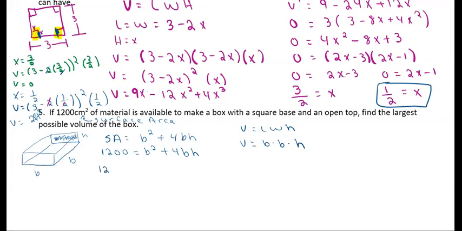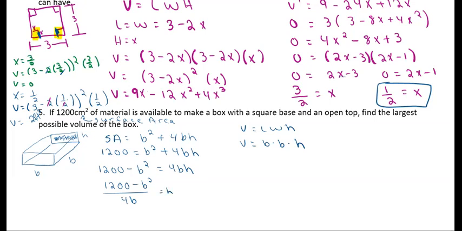So we'll have 1,200. Subtract our B squared, so that'll move that over, and that'll equal 4BH. Then we need to divide both sides by 4B. And now we've solved it for H.